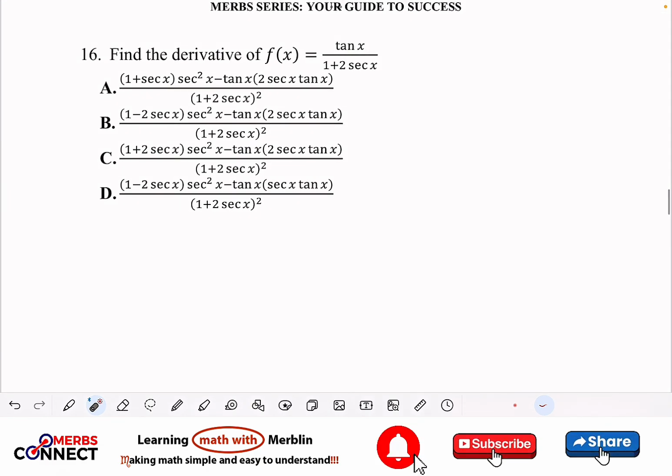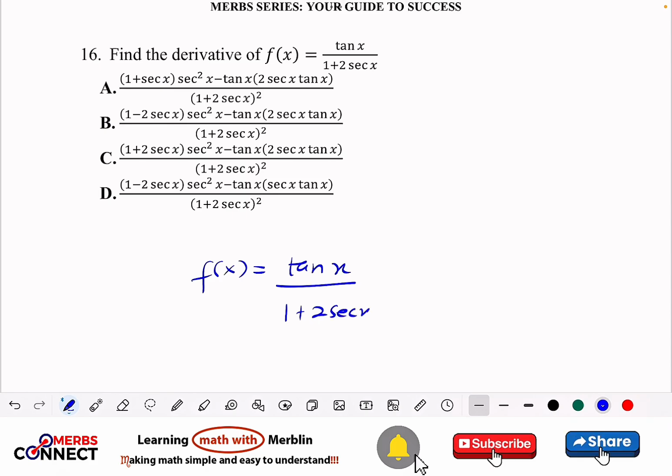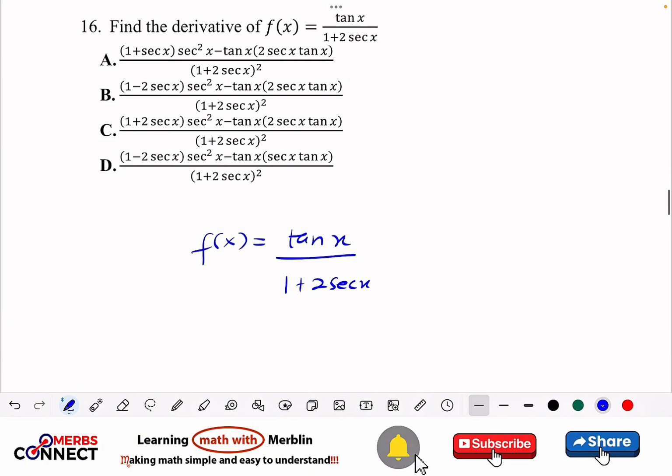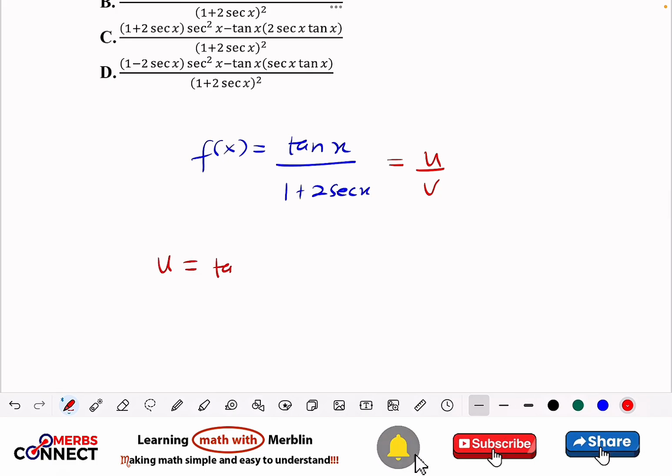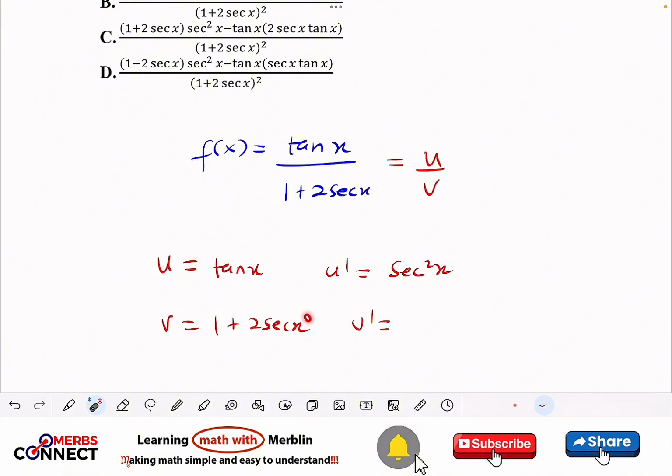Let's look at 16. Okay, so 16, we want to find the derivative of f of x. So let's do that. This is tan x divided by 1 plus 2 sec x, right? So what we just want to do now is differentiate. So this one, I think the quotient rule will do for us, u and v. So u is equal to tan x. u prime is, when I differentiate tan x, I get secant squared x. v is equal to 1 plus 2 sec x. v prime, when I differentiate 1, I'll get 0. When I differentiate secant x, I'm going to have secant x tangent x.